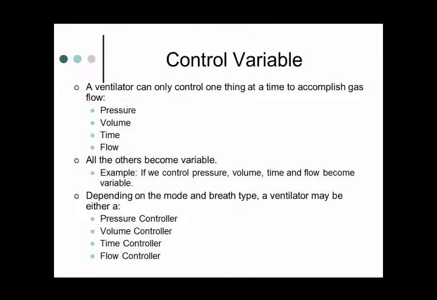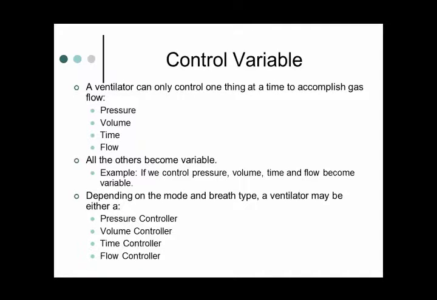Okay. So, we only can control one thing at a time. Even though ventilators say, oh, it's dual control. It's not. You can't do two things at once. Even people who think they're multitasking really aren't. You only do one thing at a time. So when we're controlling a variable, we're either going to be controlling pressure, volume, time, or flow. Everything that we're not controlling can become a variable at that point.